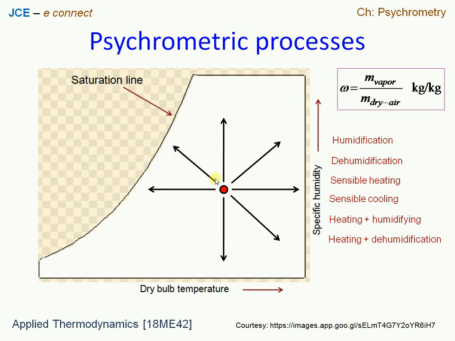Moving further, we have another process here heading in the upward hill direction on the left end. So the specific humidity value is increasing, and the temperature is decreasing as we move from the left end. So temperature is decreasing, that is a cooling process. At the same time, moisture is getting added as it moves in the upward direction. Therefore this is cooling plus humidification process, or it is also called evaporative cooling process.